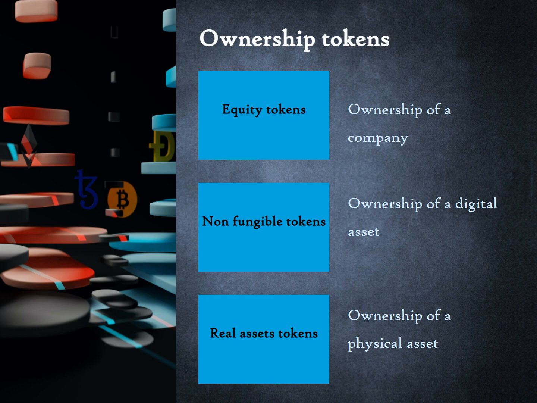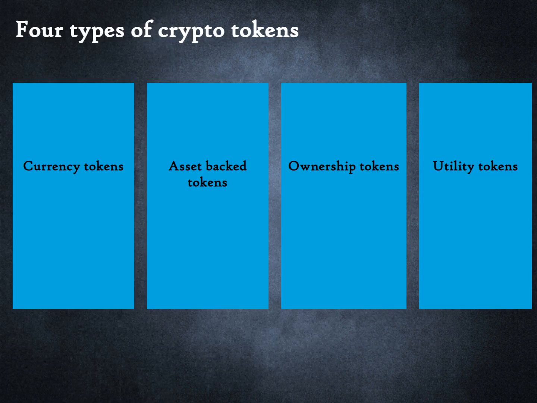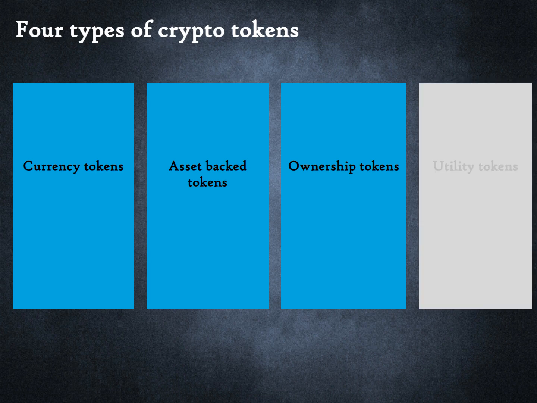This brings us to the end of our discussion on ownership tokens. We reviewed three illustrative examples. We learned that ownership tokens can be used to record ownership of a legal entity like a business, a digital asset like a painting, and a physical asset like real estate. So far, we have covered three of the four types of crypto token categories. In the next lesson, we will review the final category of utility tokens.